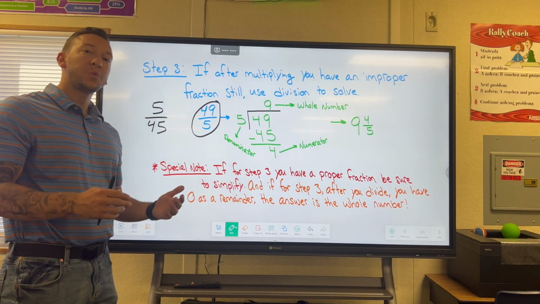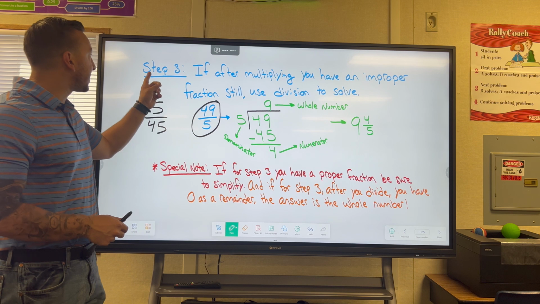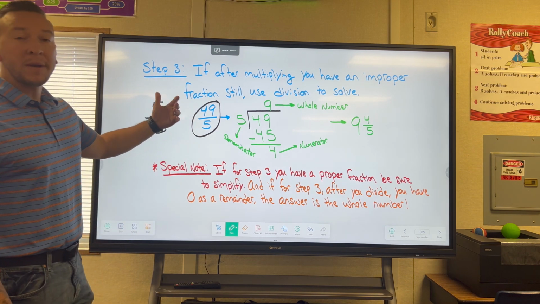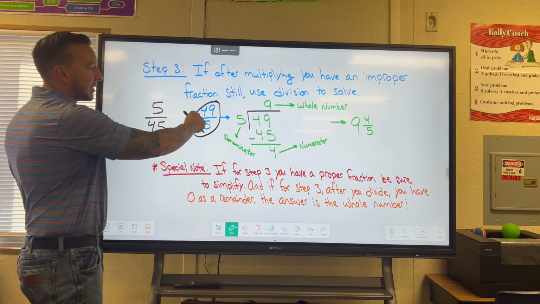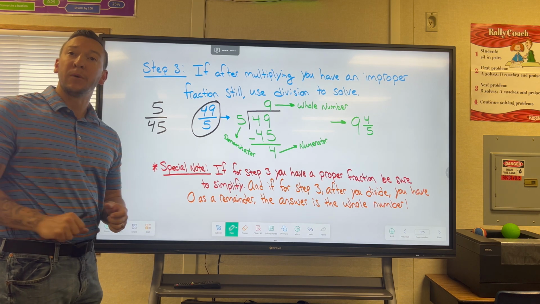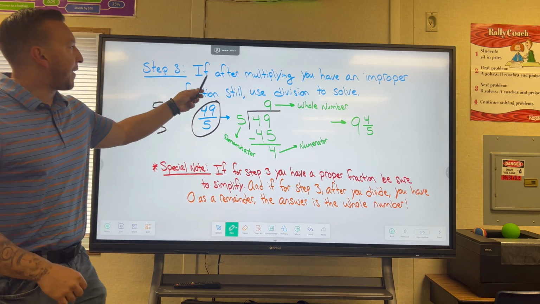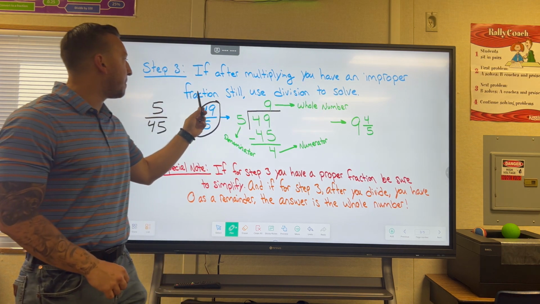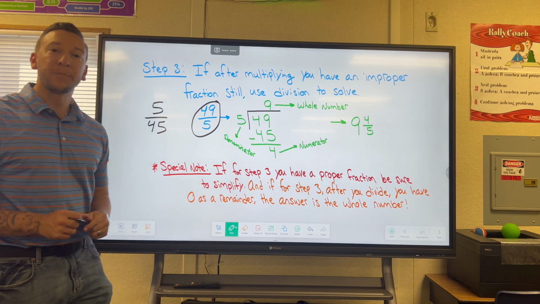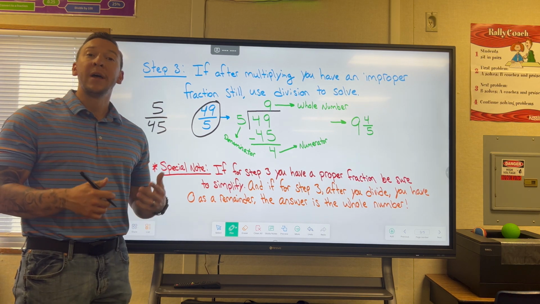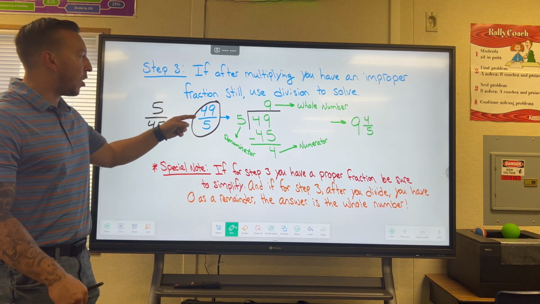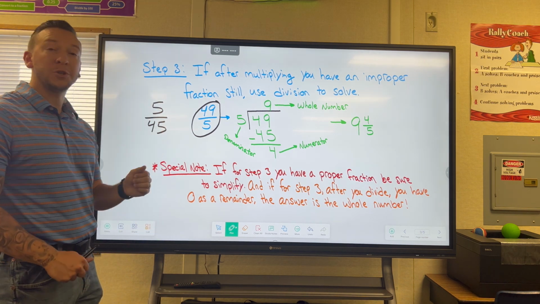Now, once we've multiplied straight across, that's gonna lead us to step number 3, okay? So let's say that we multiply straight across and we get a number like 49/5 after we've multiplied straight across for both fractions. If after multiplying you have an improper fraction still, you're going to use division, because remember in our previous video I talked about how improper fractions, we think of division. So I have 49/5. Well, I'm going to turn this into a division problem.